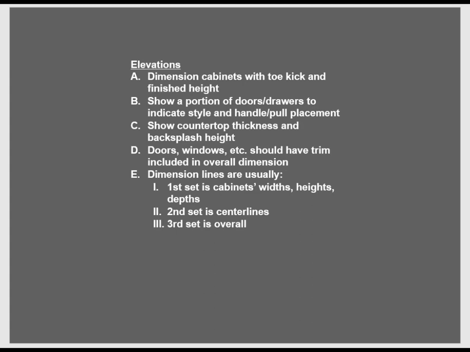On elevation drawings, dimension cabinets with toe kick and finished height. Show a portion of doors, drawers to indicate style and handle pull placement. Show countertop thickness and backsplash height. Show doors, windows, etc. Should have trim included in overall dimension. And dimension lines are usually first set of cabinets width, heights, depth. Second set is center lines, and third set is overall.